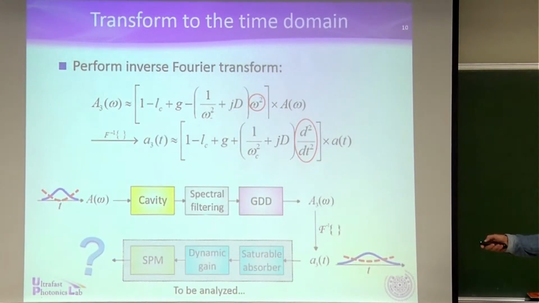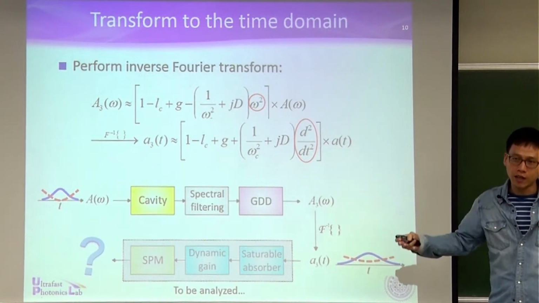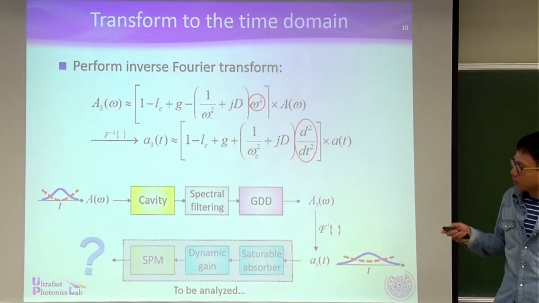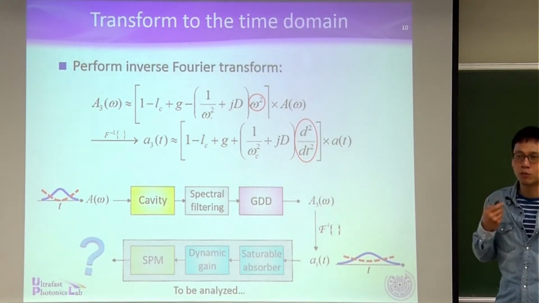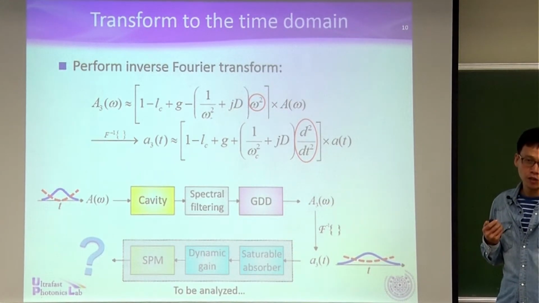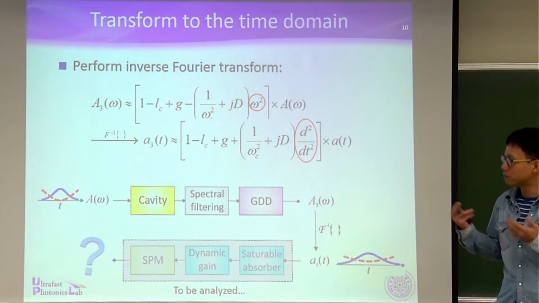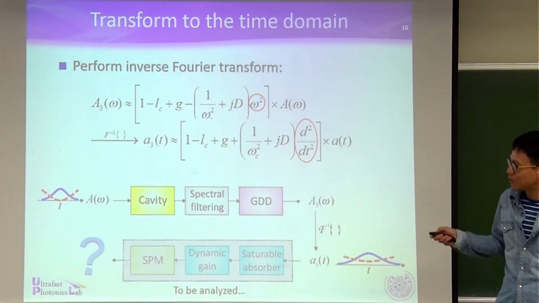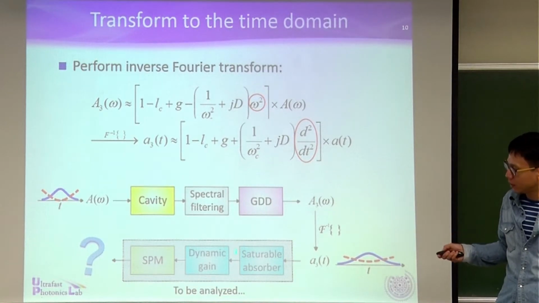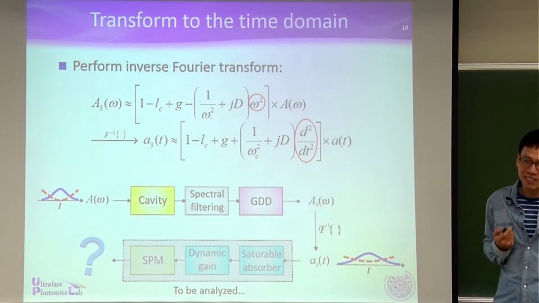In the frequency domain, it's represented by the spectral filtering effect because you have finite gain bandwidth. But in the time domain, it's the dynamic gain, the saturation of the gain curve in the presence of your optical pulse. So physically, you have a single piece of gain medium. But mathematically, the contributions are dealt with in two different places. Okay, filtering effect in the frequency domain, dynamic gain effect in the time domain.